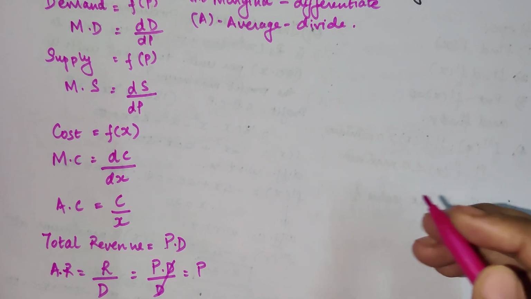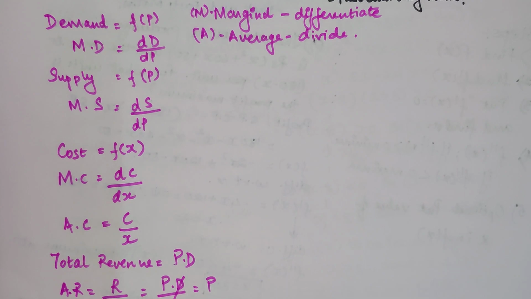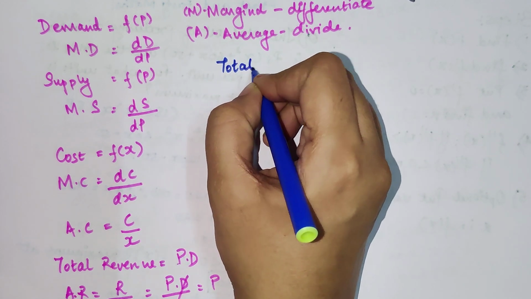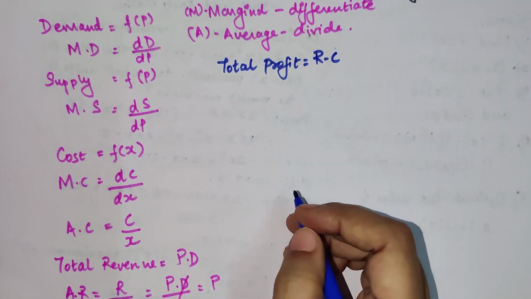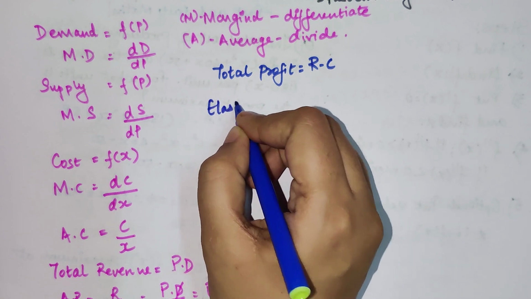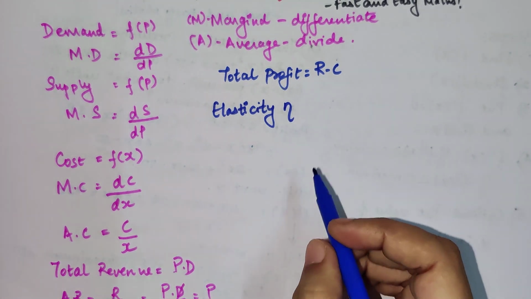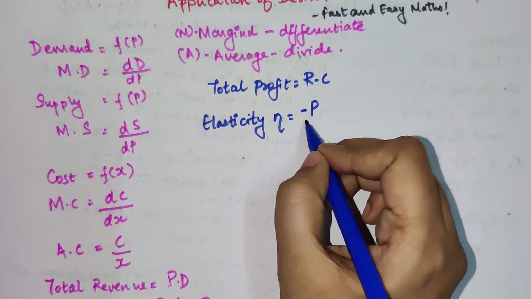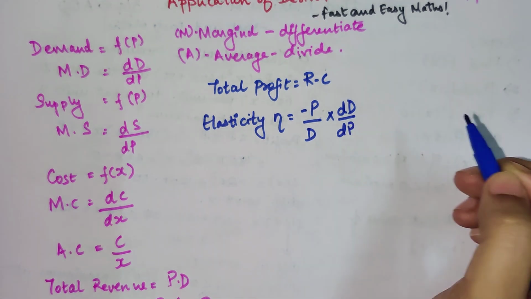Now students, next we come to total profit. Let me write this with another pen. So total profit is nothing but revenue minus cost. And after this you come to something called elasticity of demand, which is denoted by nu. And here the formula is minus P upon D into the derivative of demand with respect to price, that is, into the marginal demand.